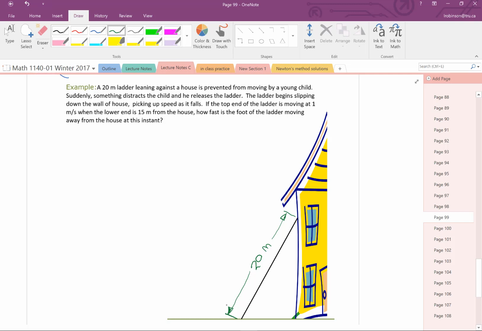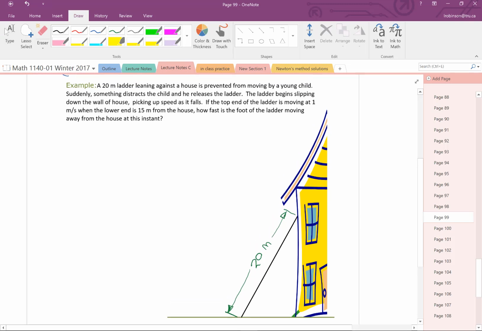Okay, the ladder begins, no, let's see. The bottom of the ladder is prevented from moving by a young child. Suddenly something distracts the child and he releases the ladder. The ladder begins slipping down the wall of the house, picking up speed as it falls. If the top end of the ladder is moving at 1 meter per second when the lower end is 15 meters from the house, how fast is the foot of the ladder moving away from the house at that instant?